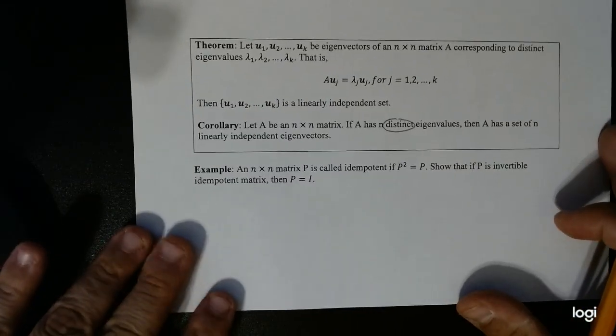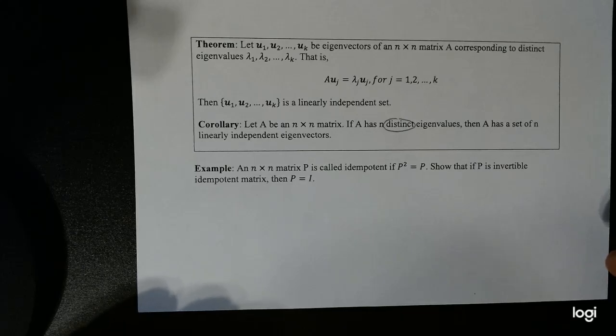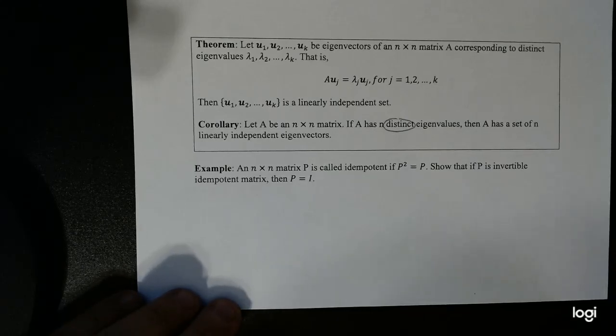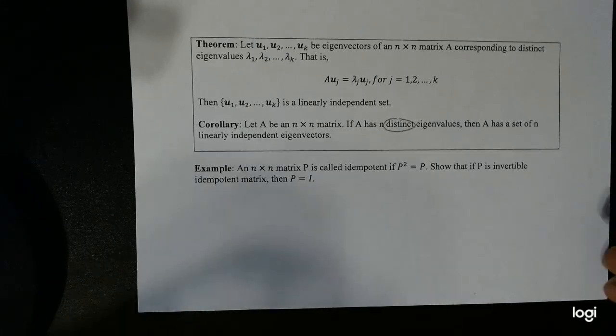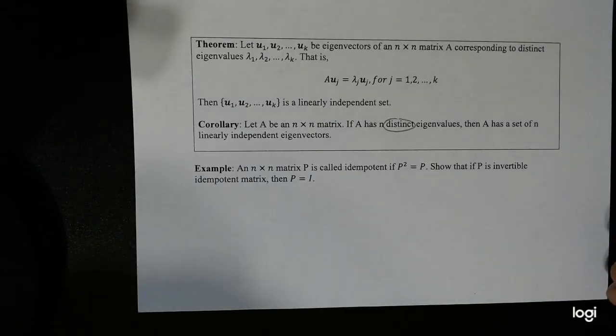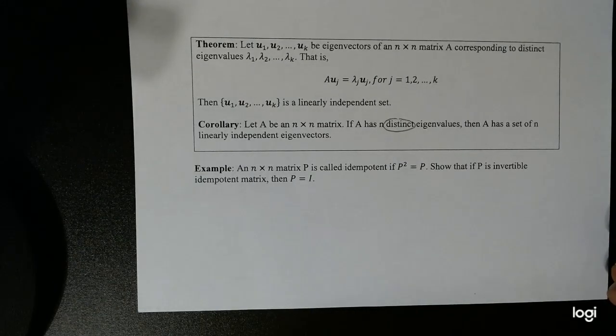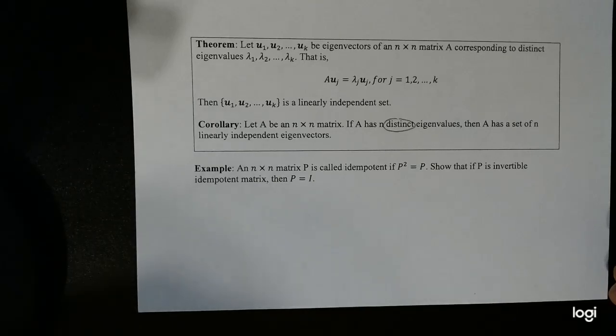So last example is a little fun one. It's a little bit of a proof to show one way to use these theorems. Let P be an n by n matrix, called idempotent if P squared is equal to P. Show that if P is an invertible idempotent matrix, then P equals I.